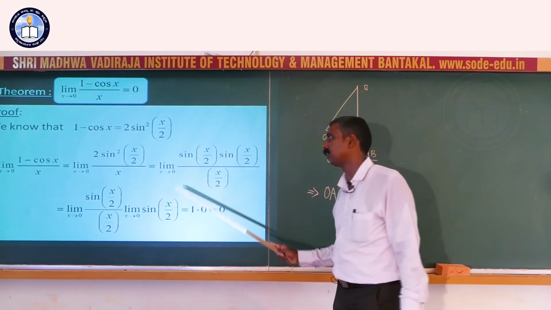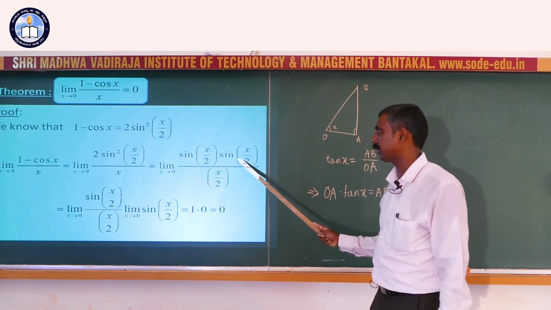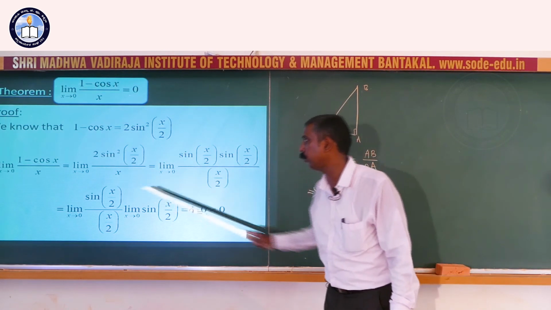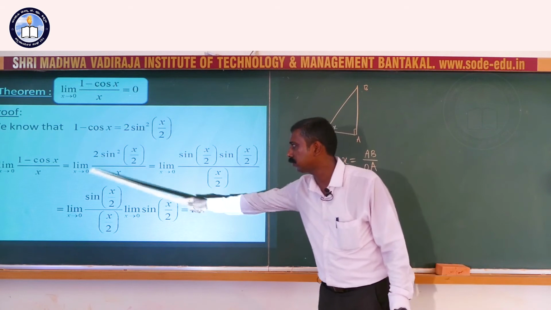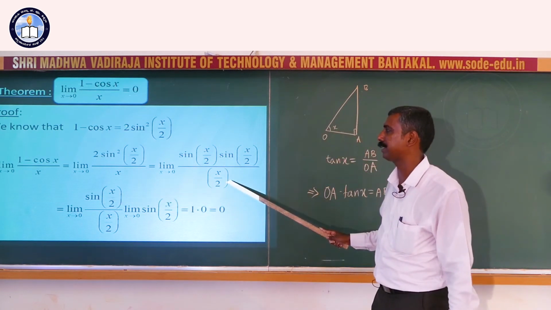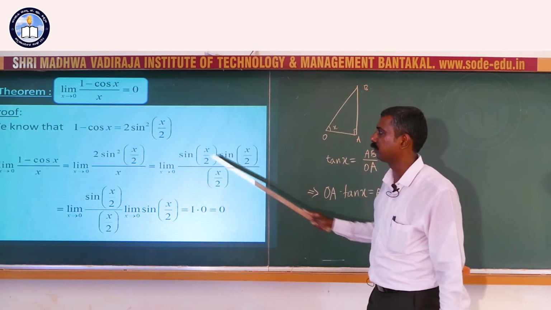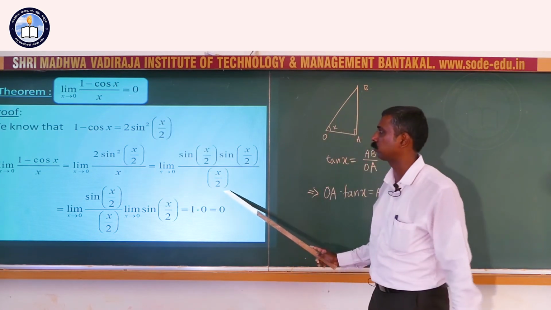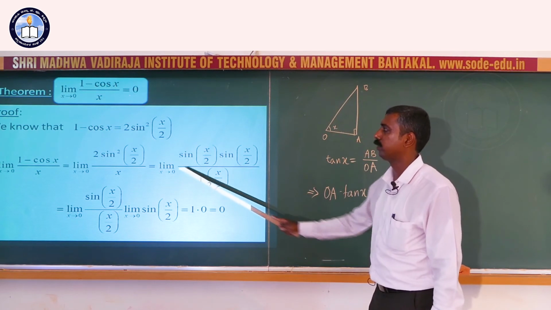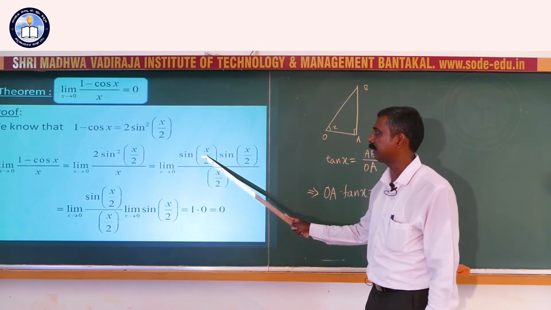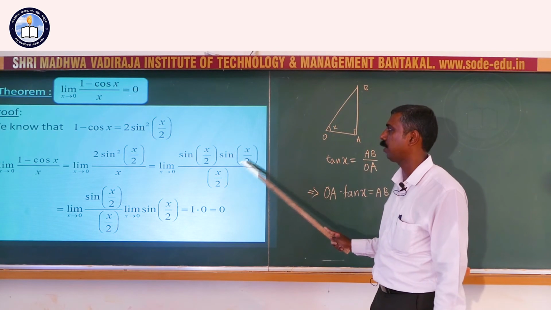Now, what happens? We write it as sin x by 2 into sin x by 2. The 2 in the numerator can be taken to the denominator with the x, so that becomes x by 2. So from the numerator it has been taken to the denominator. So, limit x tends to 0 of sin x by 2 into sin x by 2 divided by x by 2.